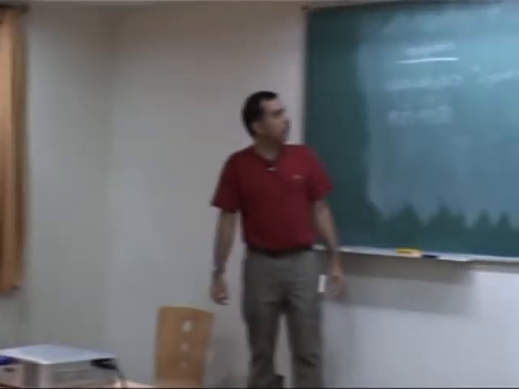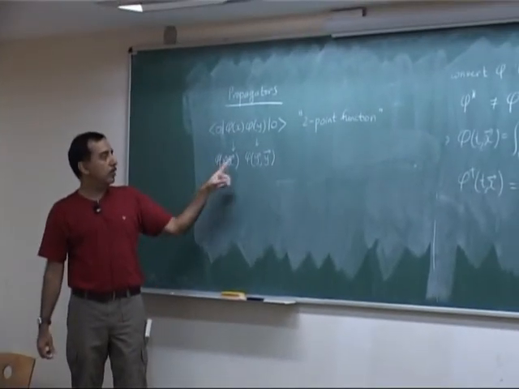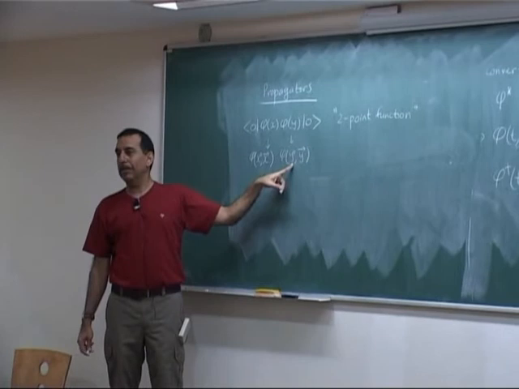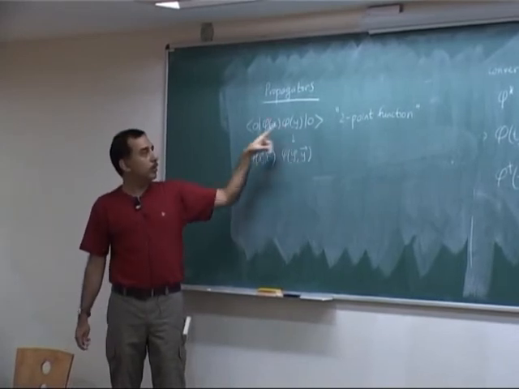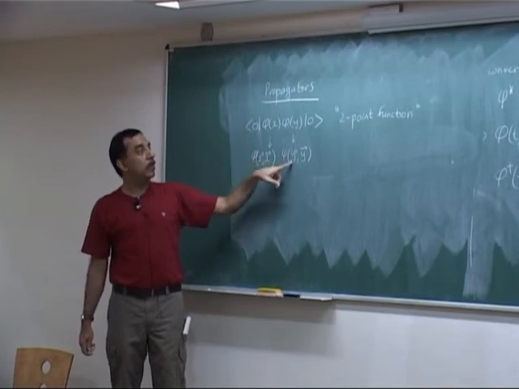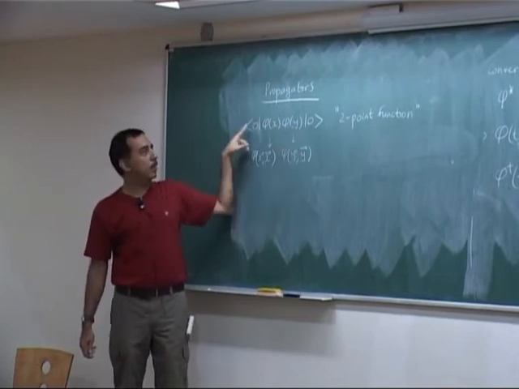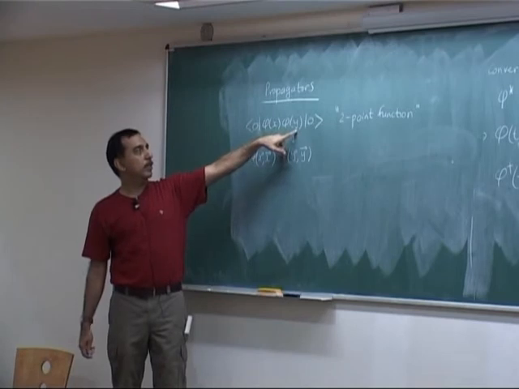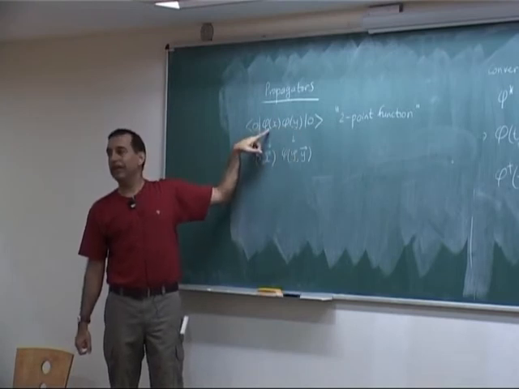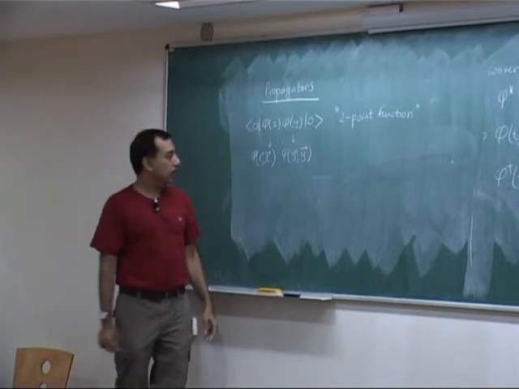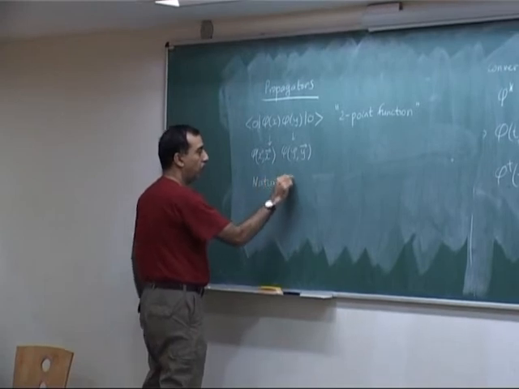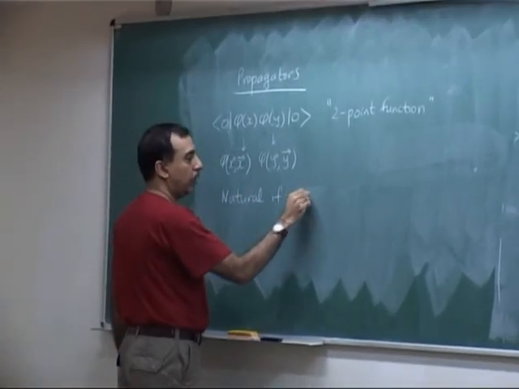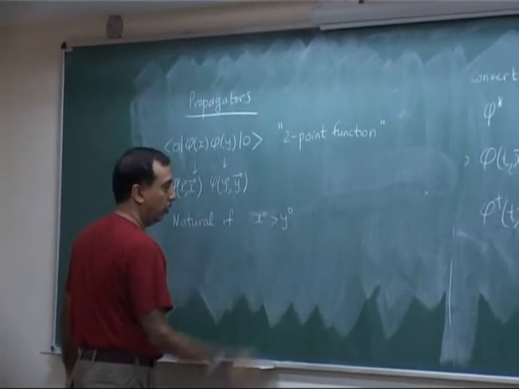This interpretation is very nice as long as X0 is a later time than Y0. But it's very mysterious to understand what this thing is when X0 is an earlier time than Y0, because then this describes something which is created later and then destroyed earlier. So this is a bit puzzling. So this is natural if X0 is greater than Y0.